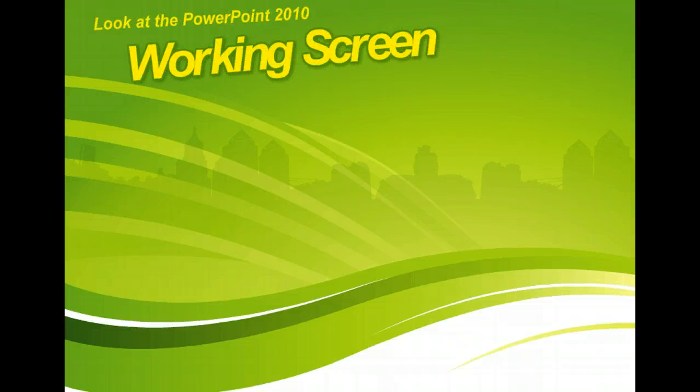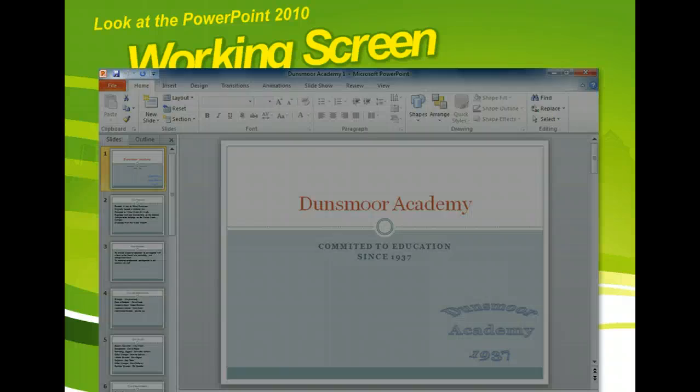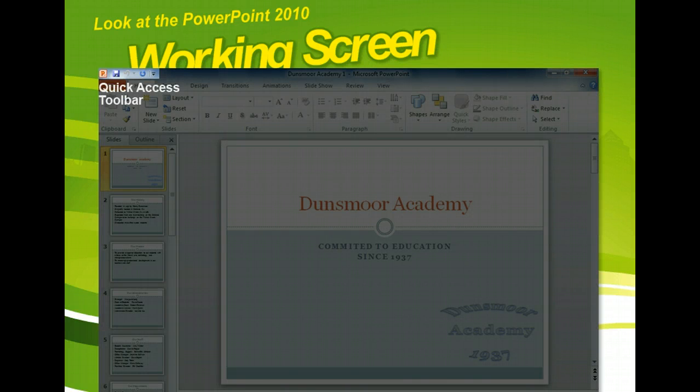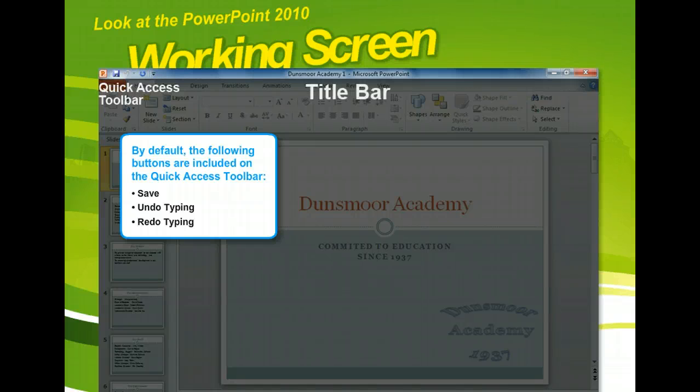If you look in the upper left corner of the working screen, you'll see the Quick Access toolbar, which contains a few frequently used buttons. The Quick Access toolbar is part of the title bar, which displays the name of the application and the name of the presentation you are working with. In addition, the title bar contains the standard Windows control buttons.